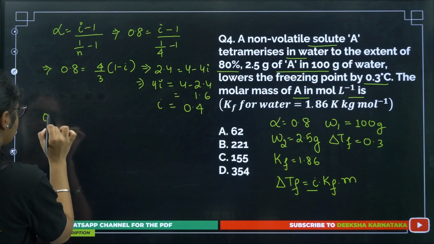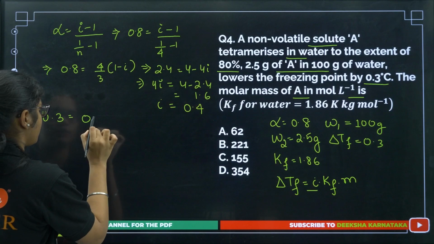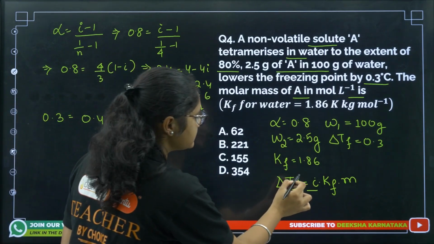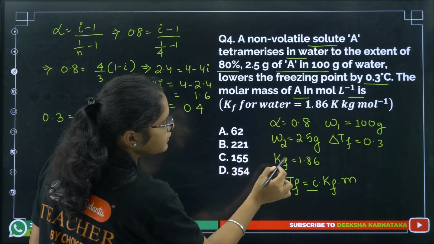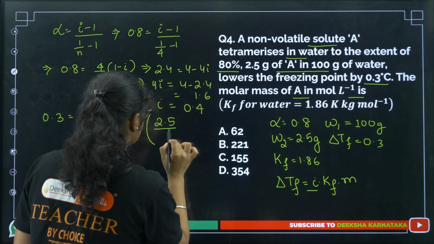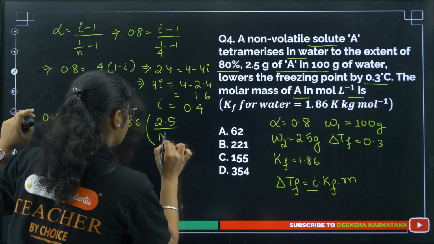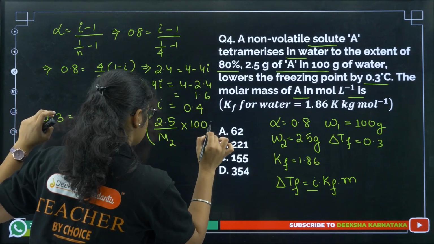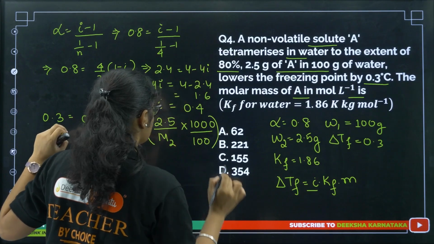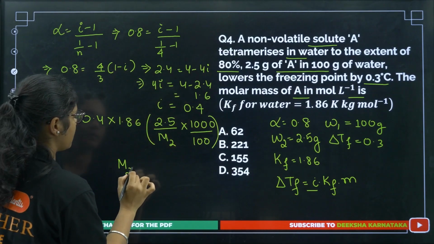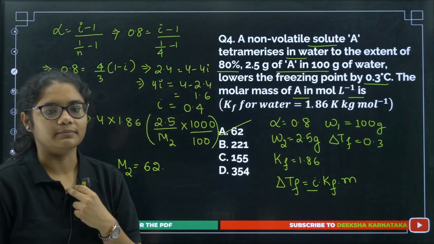Now what is the delta TF value? Delta TF is 0.3, i value is 0.4, and KF value is 1.86. Molality is W2, which is 2.5, into 1000, divided by M2, which we need to calculate, into W1, that is 100. So if I solve this and calculate the molecular mass, I will get around 62. So the correct answer for this question will be option number A.